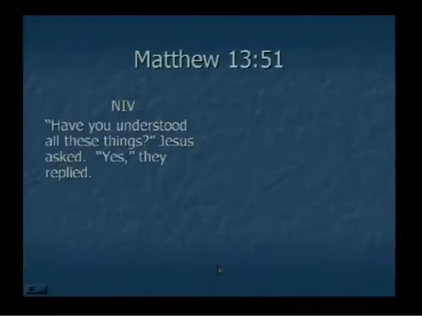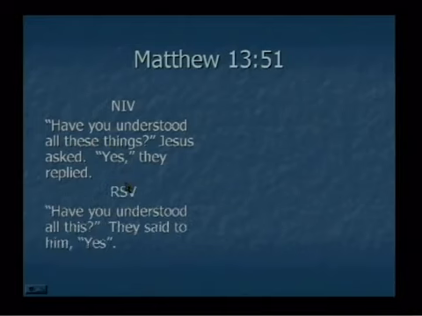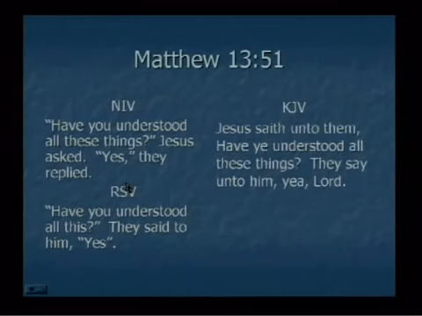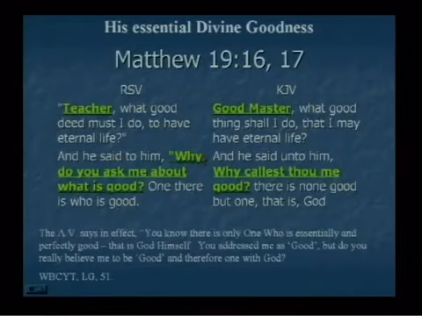Matthew 13:51. Have you understood all these things? Jesus asked. Yes, they replied. RSV says the same thing. The King James says, yea, Lord. So they recognize him as God. Kurios. Oh, by the way, that's been removed many, many times, hundreds of times in the NIV. Everywhere where it says Jesus is Lord, that's gone in the NIV.